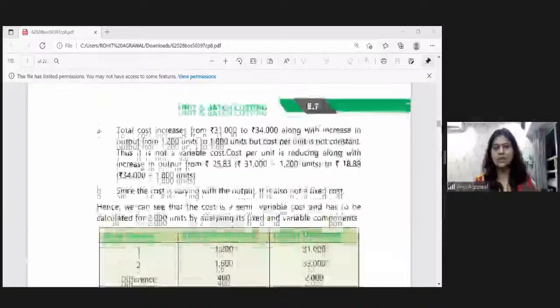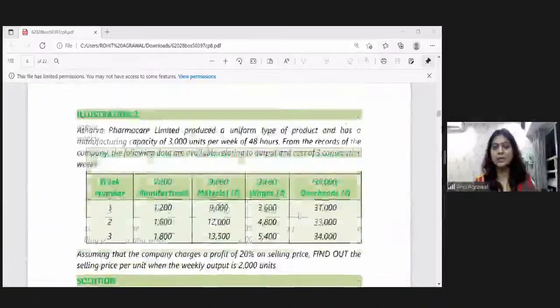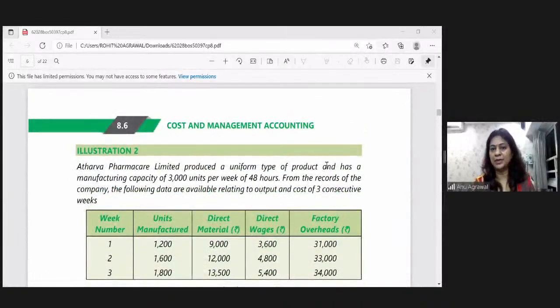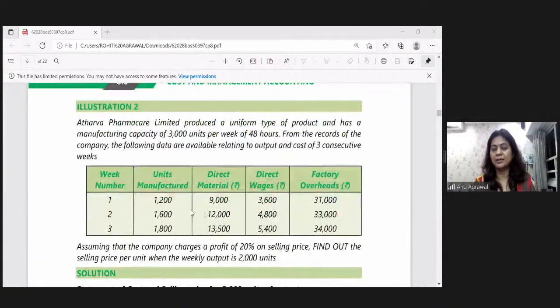Okay. So I looked into the question which Soumya has asked me. Soumya, please read the question. Atharva Pharmaceutical produces a uniform type of product and has a manufacturing capacity of 3,000 units per week or 48 hours. From the records, this is the data they have given, showing how many units they manufacture per week. They have a capacity to manufacture 3,000 units per week, but sometimes they are manufacturing 1,200, sometimes 1,600, sometimes 1,800, right?